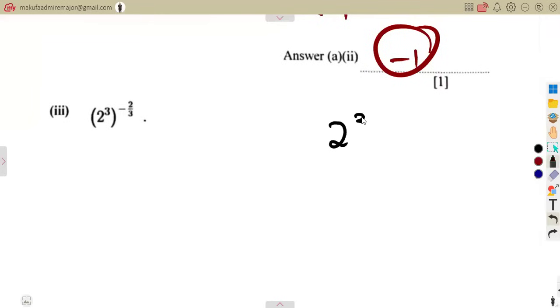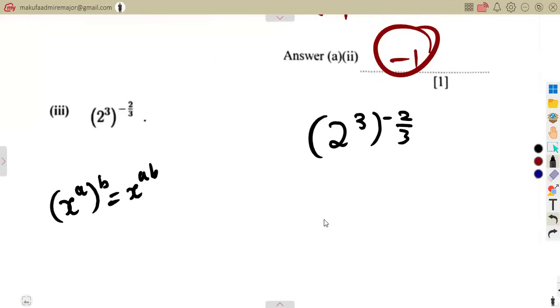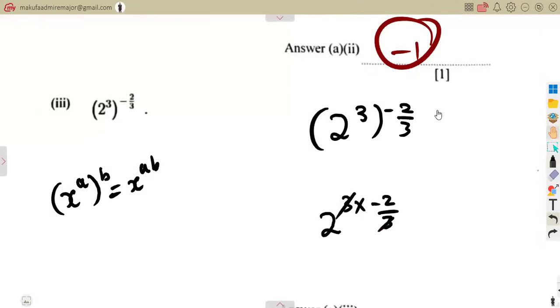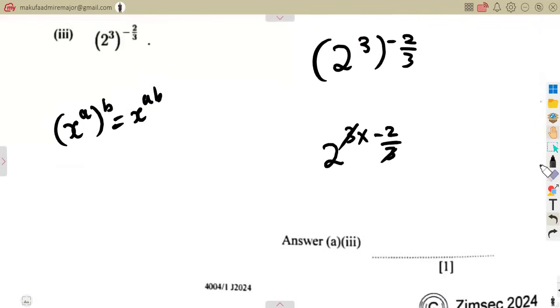2 to the exponent of 3 raised again to another exponent. Remember the concept of x to the exponent of a, b: we're going to multiply the exponents. So that's 2 to the exponent of 3 times negative 2 over 3. Check this, 3 and 3. That is going to be 2 to the exponent of negative 2.